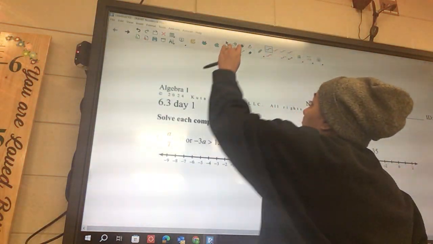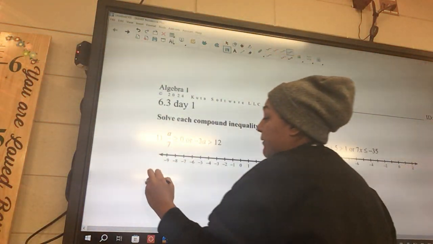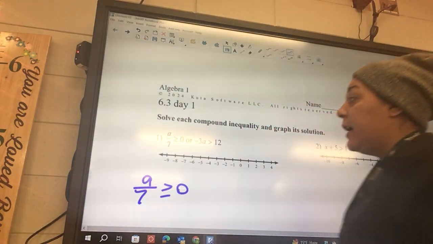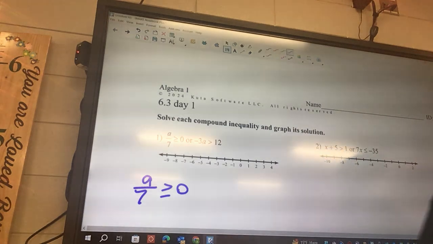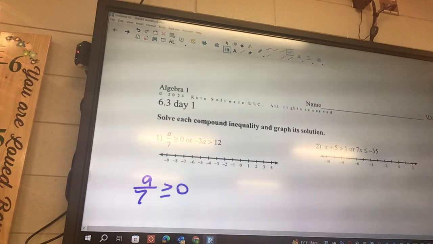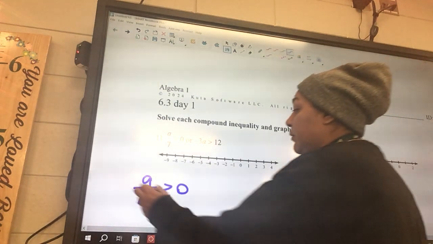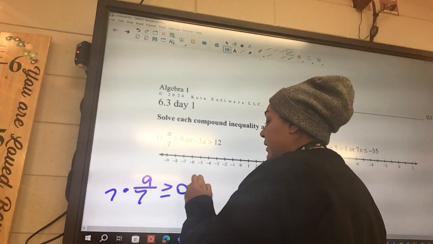So look at number 1. We treat these as two separate inequalities. The first inequality I have is a over 7 and the 0. Okay, so if I'm just looking at that one, how do I solve that one? Times by 7 on both sides. Okay, so we're going to say times 7, times 7.